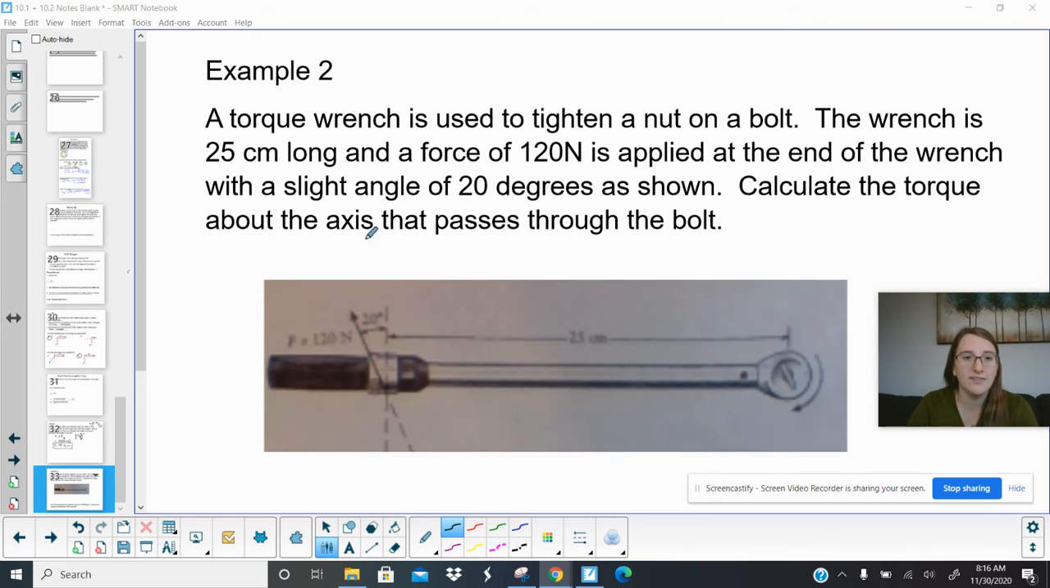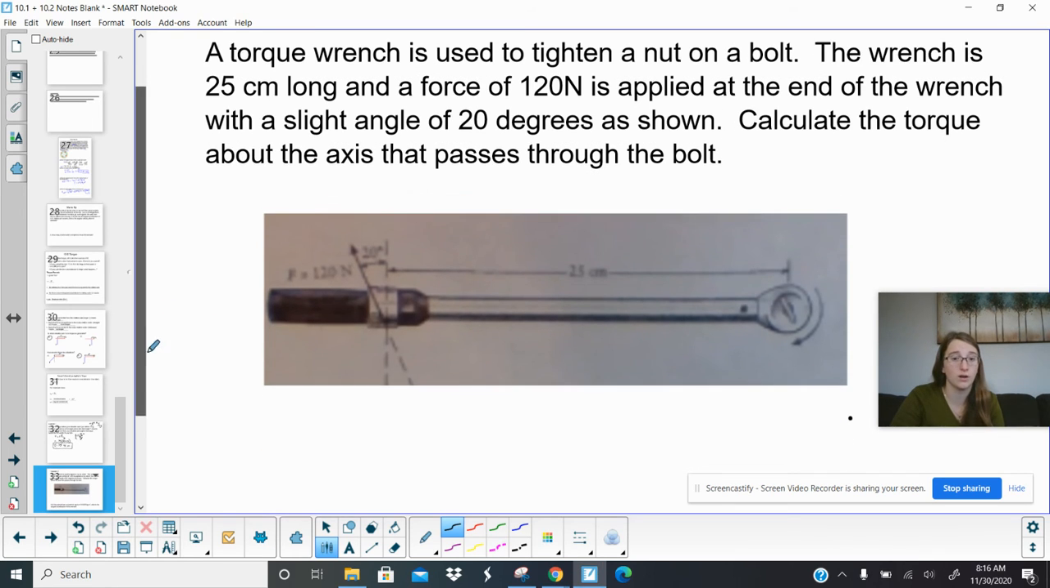So the wrench is 25 centimeters long from where you're holding it and applying the force, right? Now, at that 25 centimeters, a force of 120 newtons is applied with a slight angle of 25 degrees. So you can see this is where the force is applied. You can kind of imagine your wrist being there, pushing it at an angle. This is the force applied. Notice it is not perpendicular to the object. So we're going to have to keep that in mind when we calculate the torque.